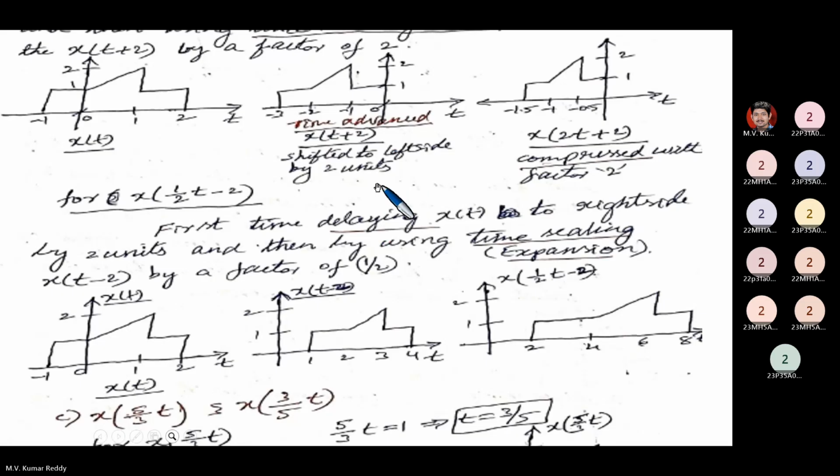These two are called one property and these two are called another property. Which property are these two? Time shifting. This property is called time scaling. In time shifting, you have advance and delay. In time scaling, you have compression and expansion.